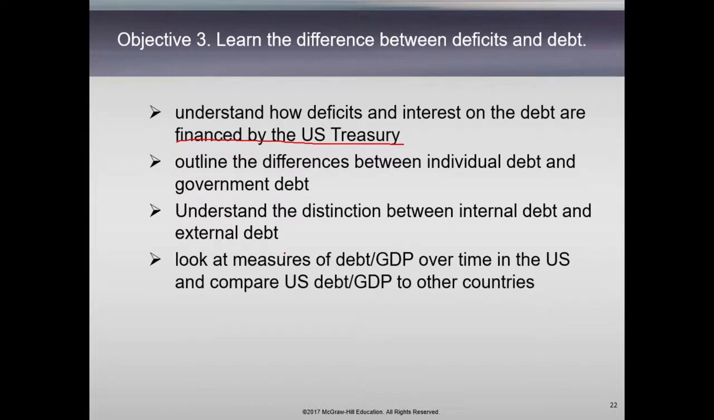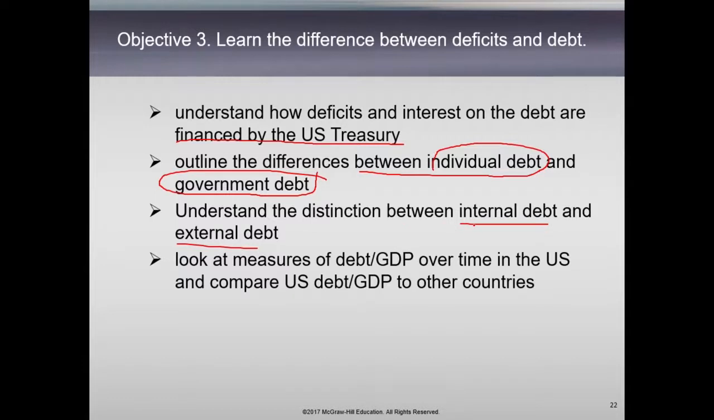We talked about a lot of these topics, we've at least touched on in the previous 2 videos. We're going to outline the difference between debt for individuals and debt for the government, because they're not exactly the same. They're not completely different either, but they're not exactly the same thing. So we'll talk about that. And then we'll try to understand the distinction between the internal debt and external debt. That is, the debt that we owe to ourselves and the debt that we owe to foreigners.